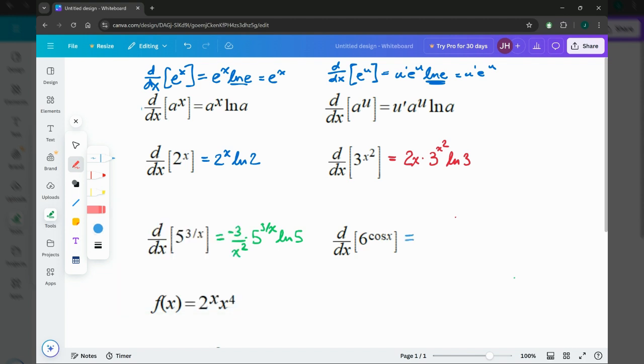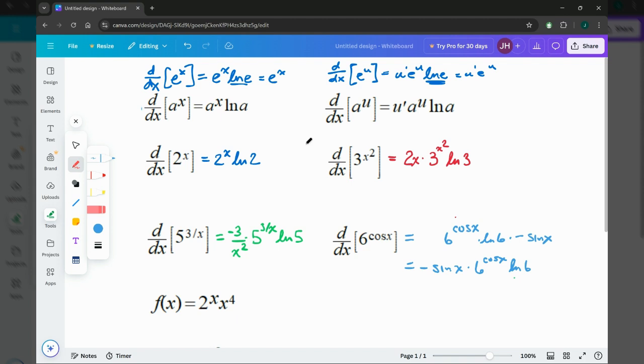Same thing here, the derivative of 6 to the x would be 6 to the x natural log of 6. Well, this one we're going to write 6 raised to the cosine of x. We are going to multiply by the natural log of the base, which would be the natural log of 6. But then I have to multiply by the derivative of cosine, which is negative sine of x. So I would get negative sine of x times 6 to the cosine of x times the natural log of 6. Seems pretty simple so far.